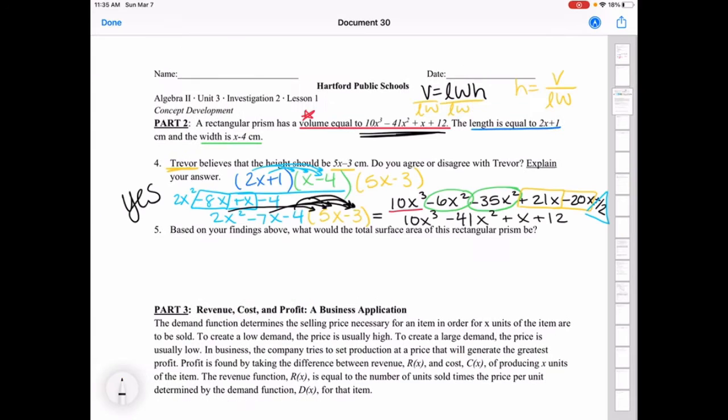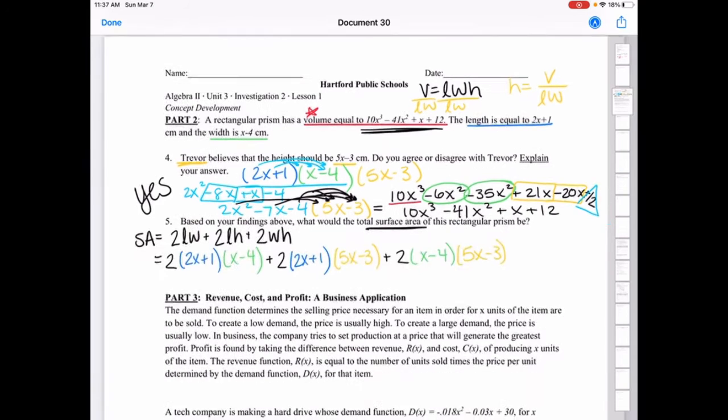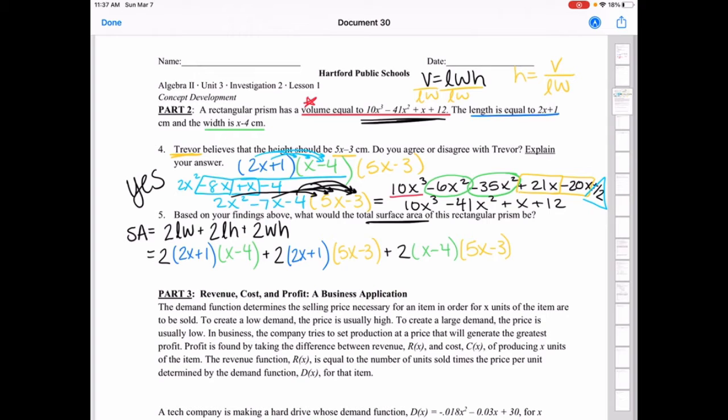Width times height. So we can solve for the total surface area given what we already know.